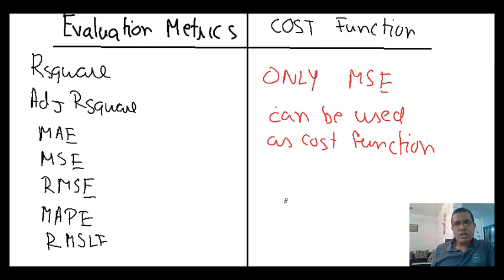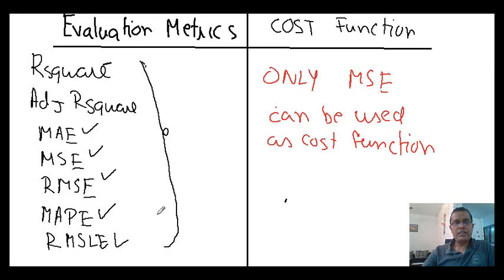So when I'm building my linear regression, I could have used R square. I can use my adjusted R square. I can use my MAE, that is mean absolute error, MSE, mean square error, RMSE, MAPE, RMSLE. So all these parameters are your evaluation metrics, which implies that using R square, adjusted R square, MAE, MSE, RMSE, MAPE, RMSLE, I can evaluate, I can gauge the performance of my model, how good or bad my model is.